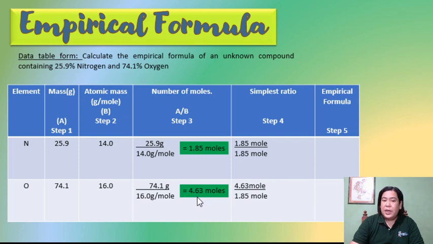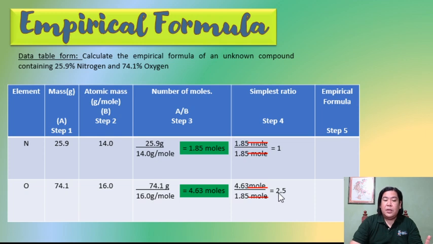of oxygen. And then for our simplest ratio, you get the mole ratio by dividing each computed mole value to the smallest mole quantity. So ano yung smallest? That is 1.85. So 1.85, rewrite lang, divided by 1.85, the smallest, and then cancel the unit, and then you will get 1. Then next, for oxygen, we have 4.63 moles of oxygen divided by 1.85 moles. So when you divide that and then cancel the unit, you will get 2.5.